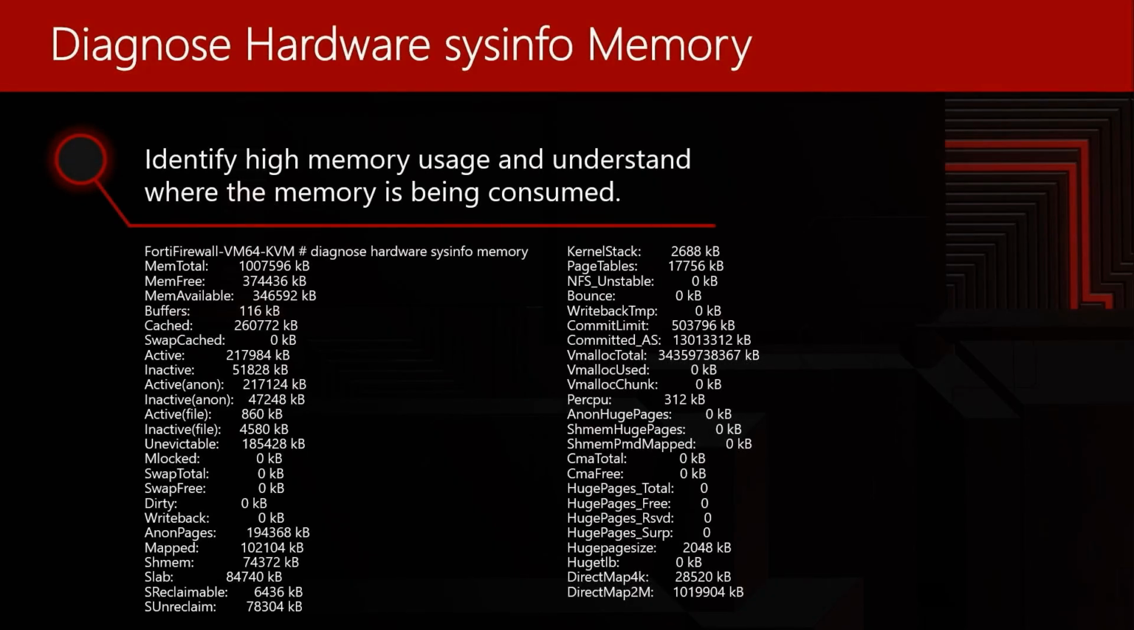With the diagnose hardware system information memory command, we can see how the memory of the whole firewall is doing. But for the most part, the first three items will give us a quick overview. What's the total memory we have, how much we have free, and how much we have available.